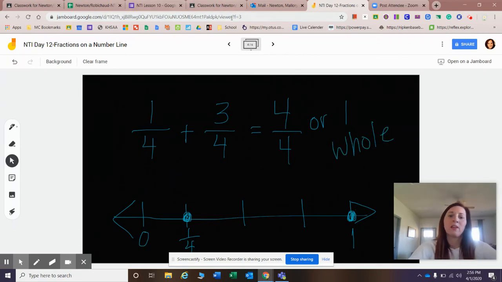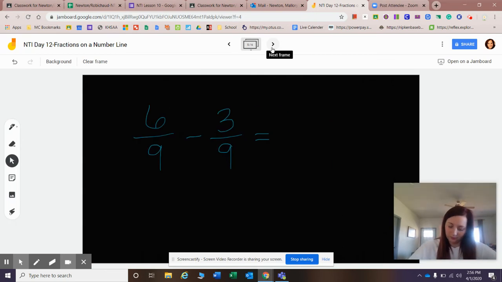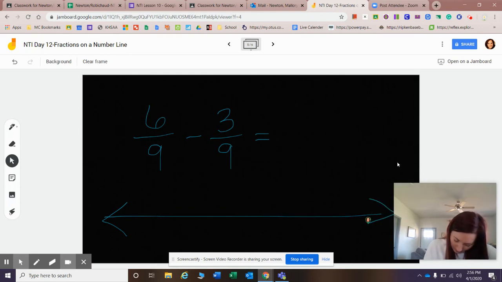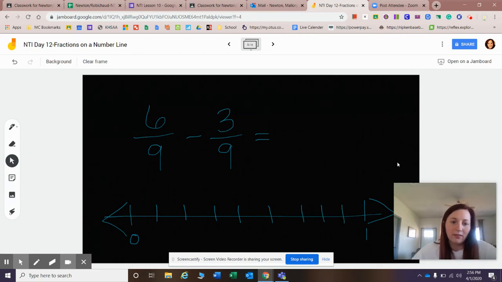See that? Let's do another example like that. All right, I've got subtraction this time. I have 6/9 minus 3/9. Well, I know that I've got to first draw out my whole, 0 to 1. I know that I need 9 spaces. So 1, 2, 3, 4, 5, 6, 7, 8. Okay, so there's my 9 spaces.